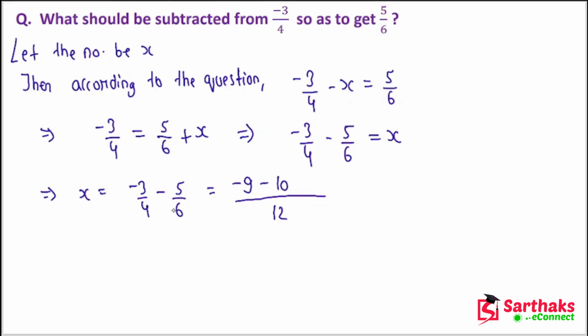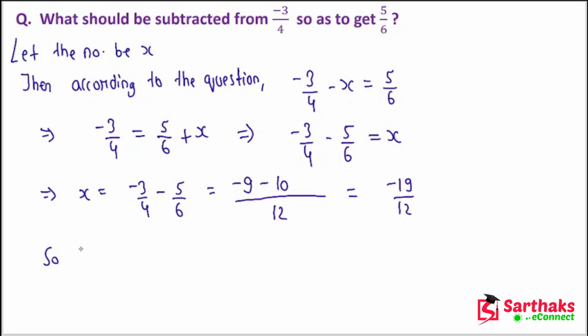So we have done nothing. We have not used the method of adding of additive inverse of 5 by 6 to 3 by 4. We have directly added it using simple algebra. Okay. What we have done, we have taken the LCM of denominators like we do in the addition and we have subtracted them directly. So it is a bit easier and you will get the answer as minus 19 by 12. So minus 19 by 12 should be subtracted from minus 3 by 4 so as to get 5 by 6.